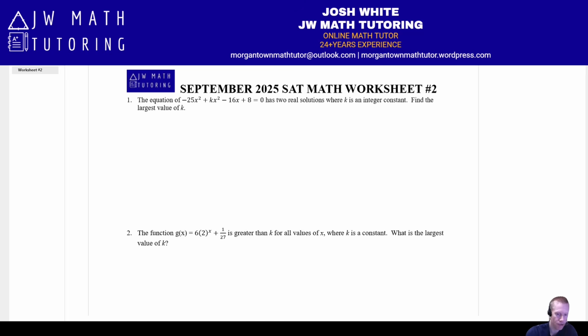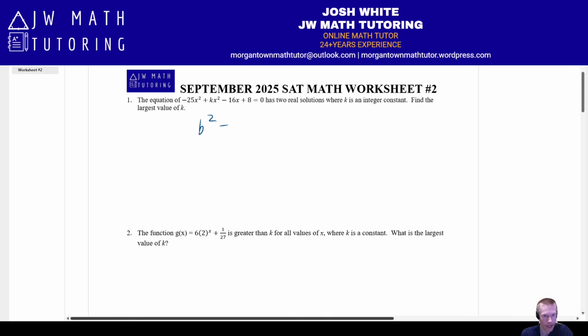All right, so let's go ahead and get started with question number 1. There are multiple ways you can solve this one. You can do it in Desmos, and I'll show you the various ways in Desmos. You can do it by hand, but basically we're looking to set the discriminant greater than or equal to 0, essentially, because we want two real solutions, and we want k to be an integer constant.